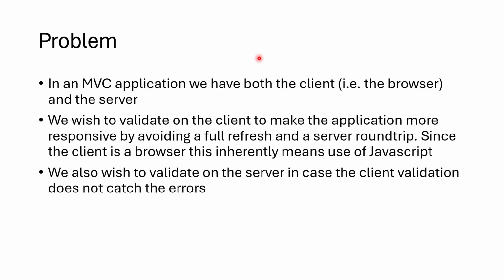Okay, so the problem is that if we have an MVC application, we have the client, which is the browser, and we have the server. We want to validate on the client to make the application more responsive, such that if you type something wrong in a field, you immediately get an indication if it's invalid. We also want to save a server round trip. And since basically what the browser can run is JavaScript, it more or less means the use of JavaScript. We might not want to do that.